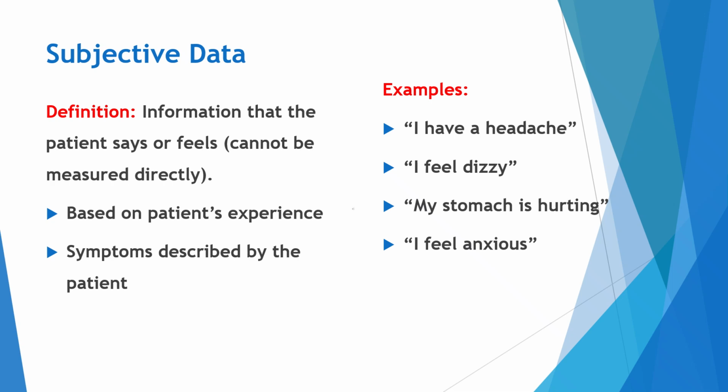First, subjective data. This is the information that the patient tells us. It is based on what the patient feels or experiences, so we cannot measure it directly. It comes from the patient's own words. For example, when a patient says, "I have a headache, I feel dizzy, my stomach is hurting, or I feel anxious," all these are subjective because only the patient can describe them.